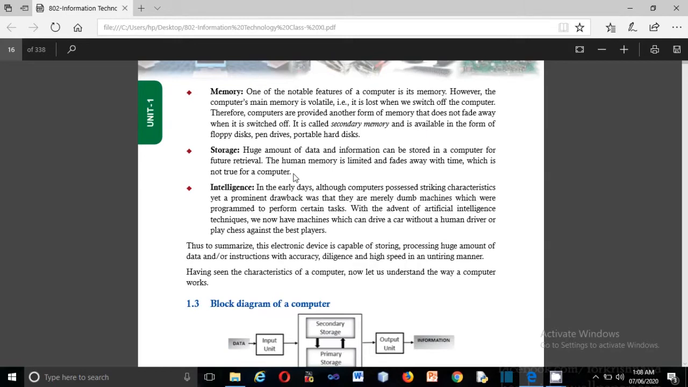So a computer has a very good memory and huge storage. You can say a huge amount of data and information can be stored inside a computer for future retrieval. And human memory is limited, as we have discussed. Human memory is limited and fades away with time, but a computer's memory doesn't fade away with time.